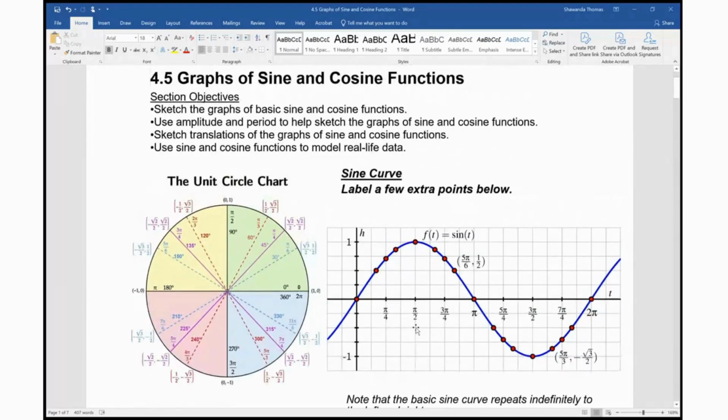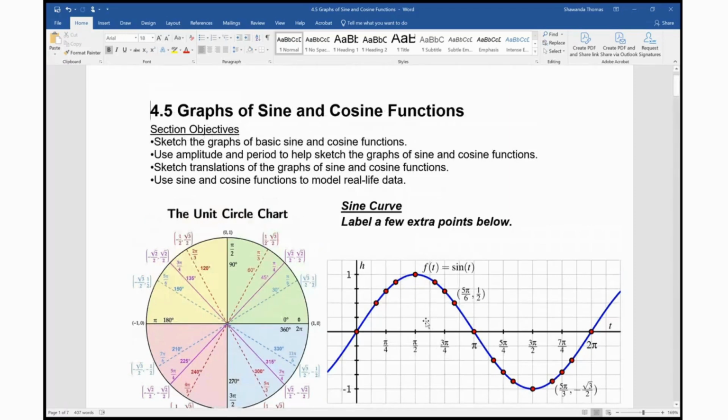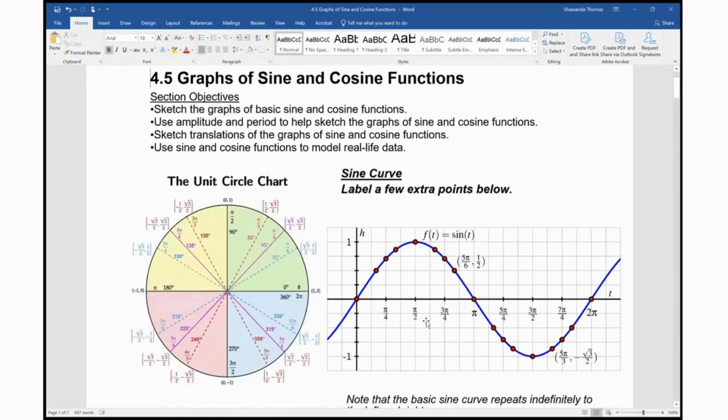So today we are going to sketch the graphs of basic sine and cosine functions. Use amplitude and period to help sketch the graphs of sine and cosine functions. Sketch translations of the graphs of sine and cosine functions. And I'm not sure we're going to get to use sine and cosine functions to model real life data. I don't have all of the 4.5 notes, so I will finish 4.5 next week.